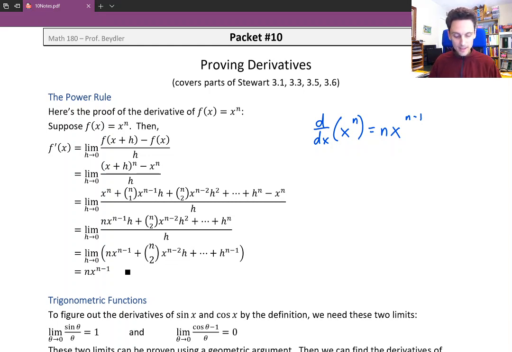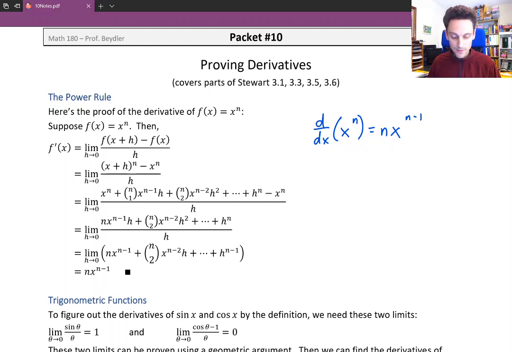So we have minus x to the n all over h. Now you'll notice that you have an x to the n up in front, and then a minus x to the n in the back. So those two will cancel, and you're just left with the middle terms. Now all of the middle terms have a factor of h, which is great because then we can cancel off that factor of h that we always want to cancel off, so that we can finish evaluating our limit.